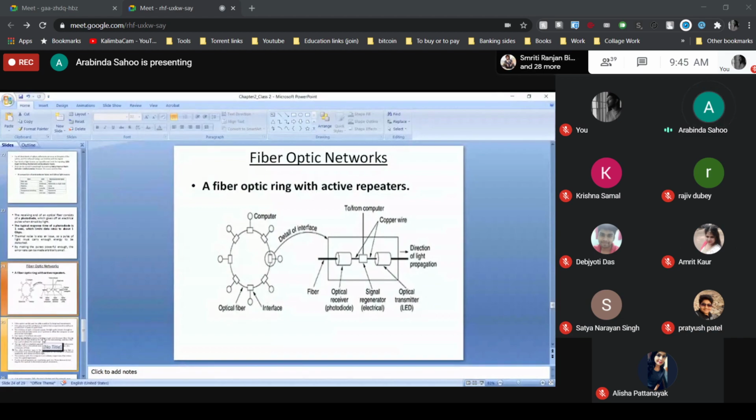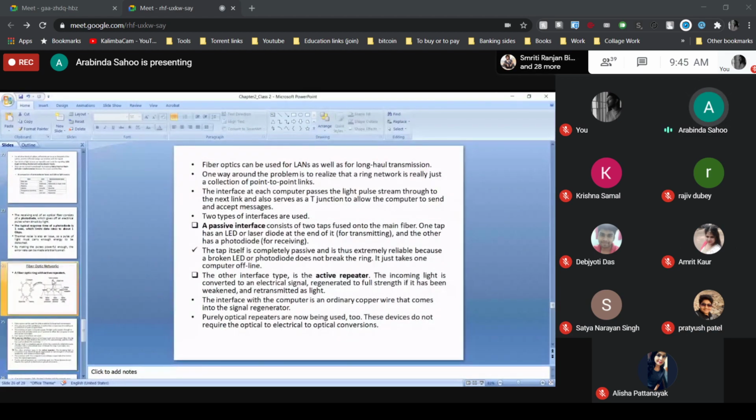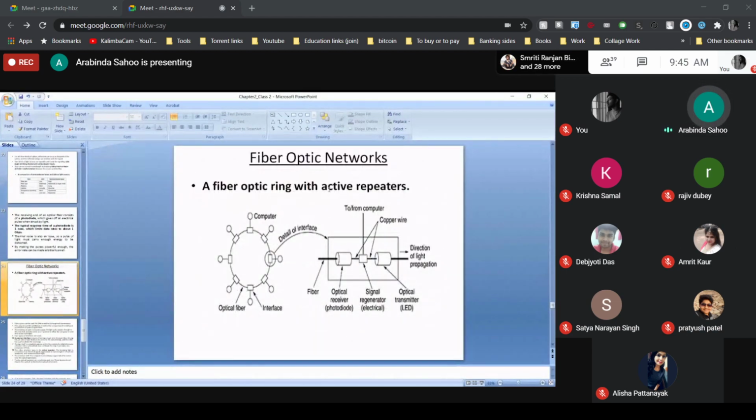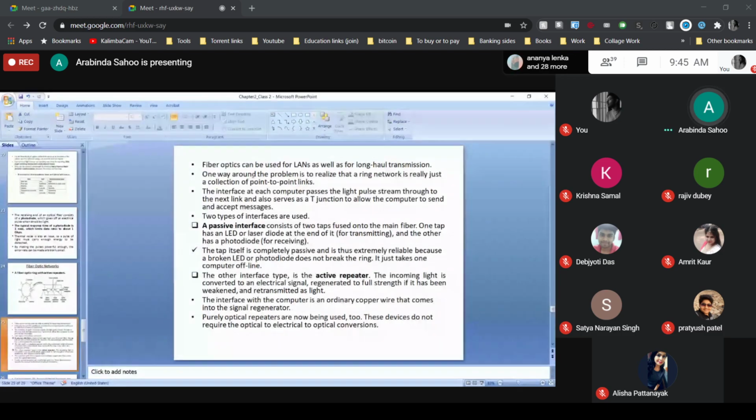Okay. So this is a basic form of your fiber optic network. It is a ring-like structure. Then we will cover another structure of your fiber optic network. And these fiber optic networks can be used for your LAN as well as your long haul transmission.